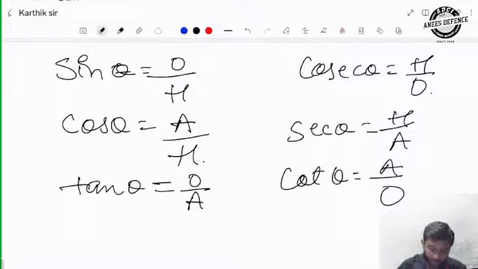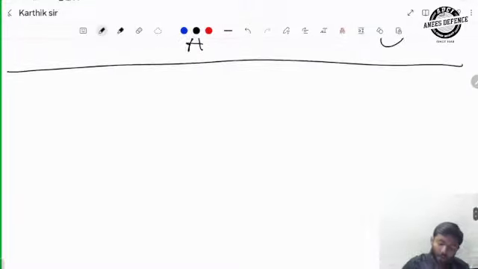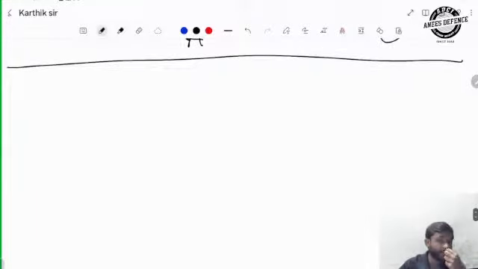These are the very basic ratios of trigonometry. And now we will be seeing identities. All these are formulas, and these formulas are very, very important. Okay, because these are the basics of trigonometry, and we are only going to focus on the basics of trigonometry.